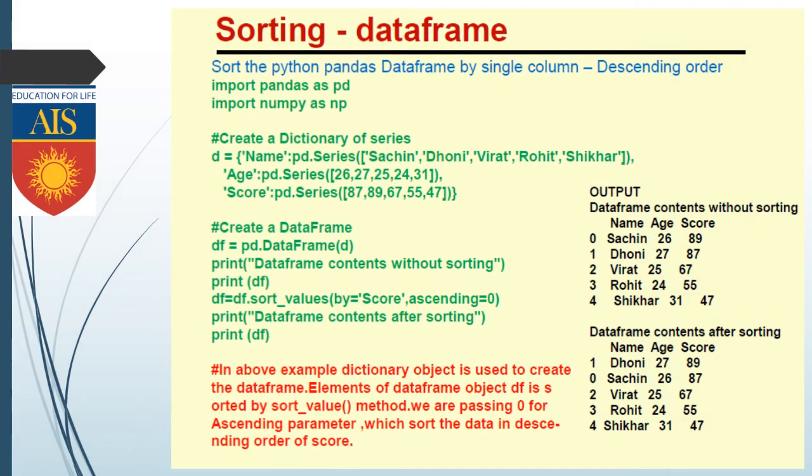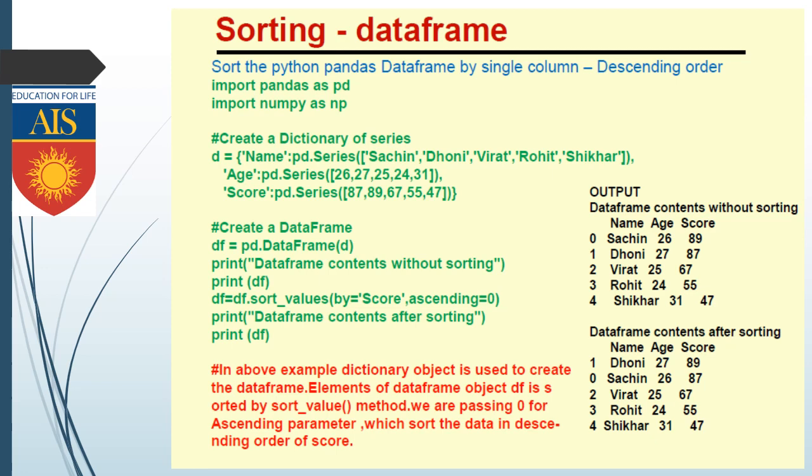Sort the Python pandas data frame by a single column in descending order. Like before, we need to write the same thing: import pandas as pd, import numpy as np, then create the dictionary of series, and then create a data frame. Over here we need to make some slight changes. Now see, df equals pd.DataFrame(d), print data frame contents without sorting. This particular line is optional. If you want to create any heading, you can give this print statement; otherwise, directly after df you can write print df.